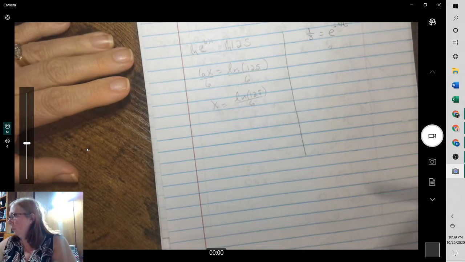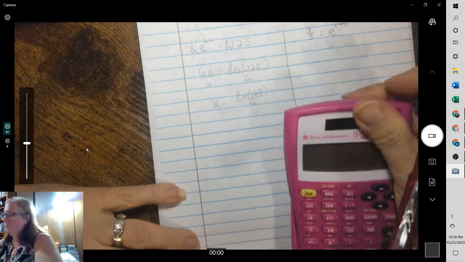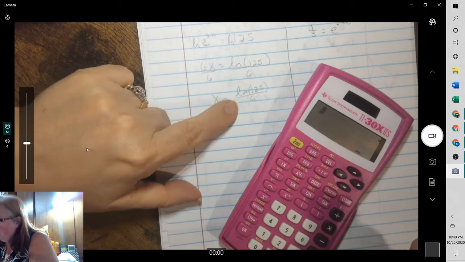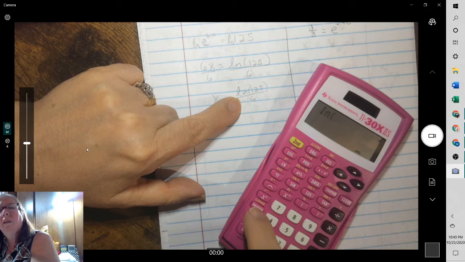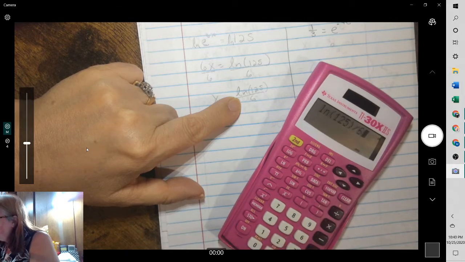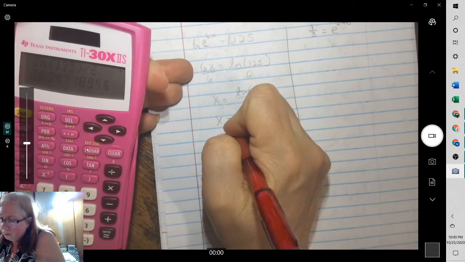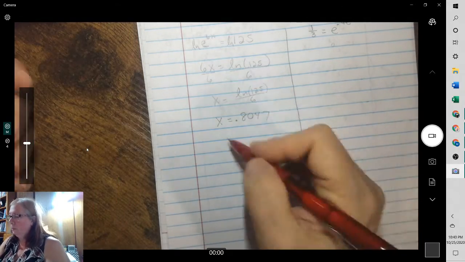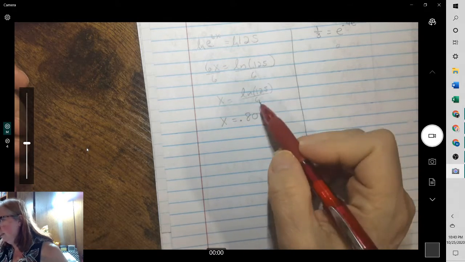Now, depending on your calculator, some of them you push the ln button first, and the ln on mine is here. And then I put 125, close my parenthesis, and then divide by 6. So you want to make sure you're entering it right. Some calculators you put 125, hit the natural log, and then divide by 6.